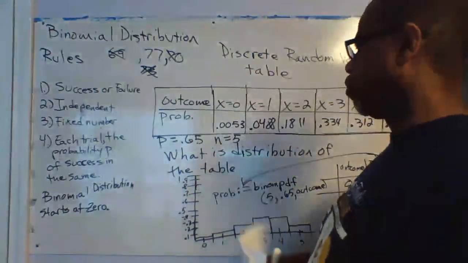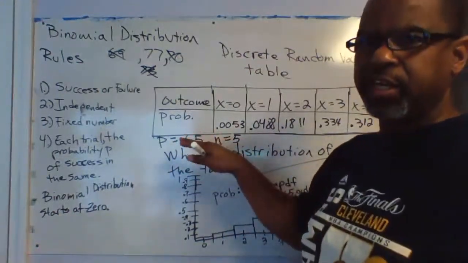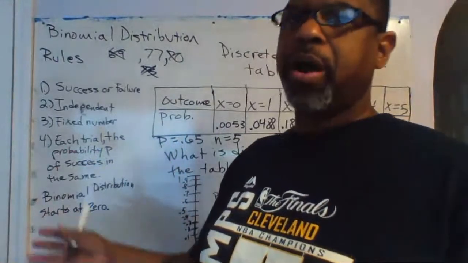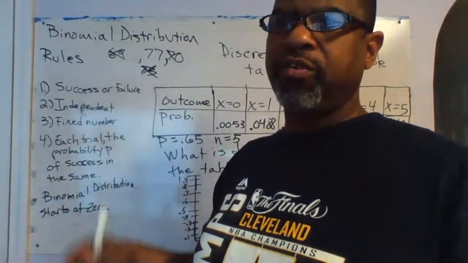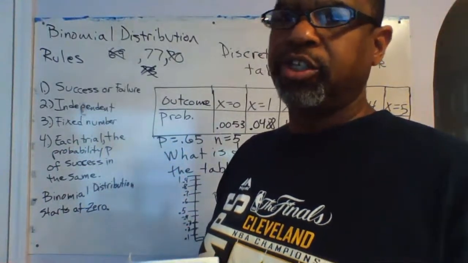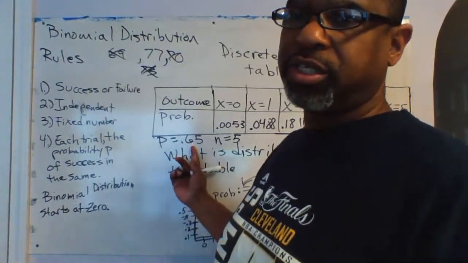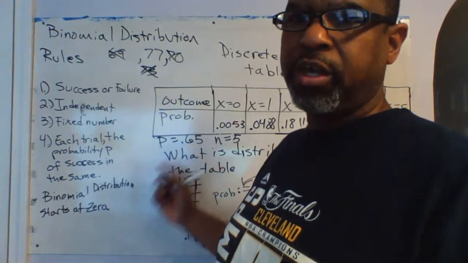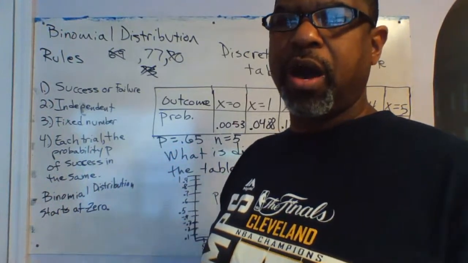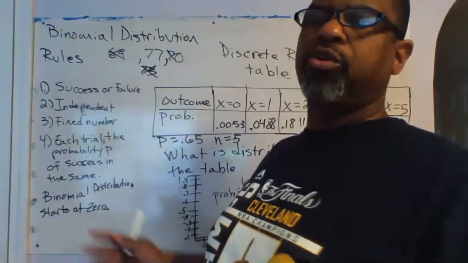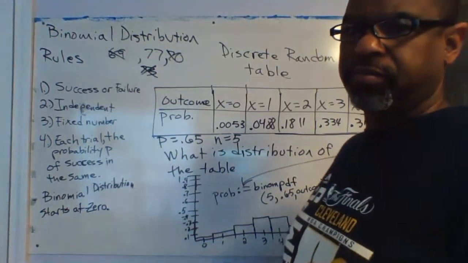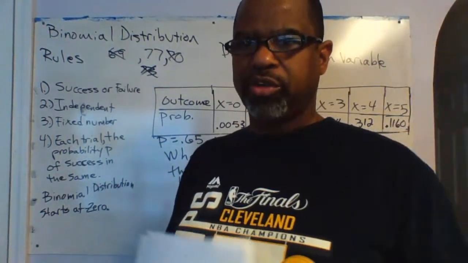Okay, so now if you were to put 0.50 for your probability, your distribution will be symmetric. So if you come here and change your success to 0.5, it will be symmetric. All right. So I just wanted to show you that.